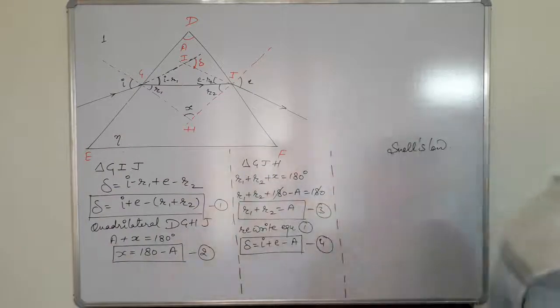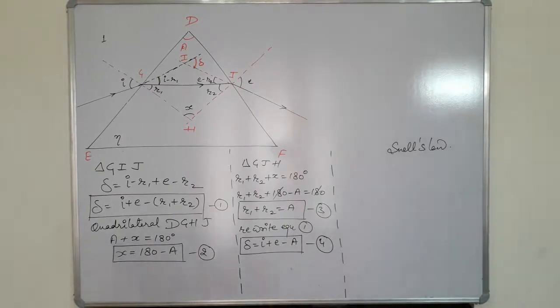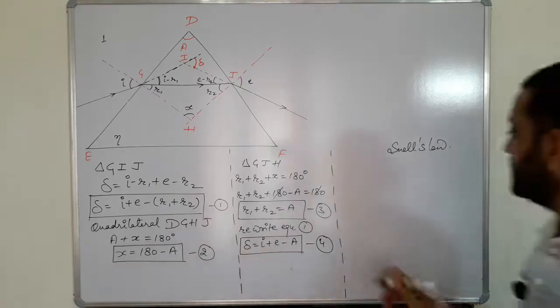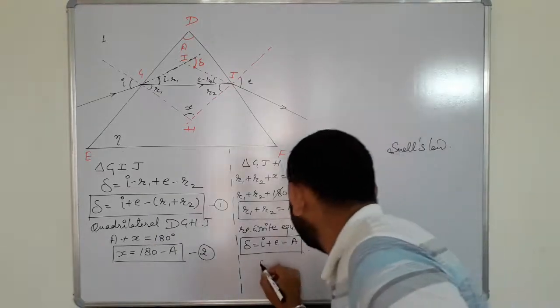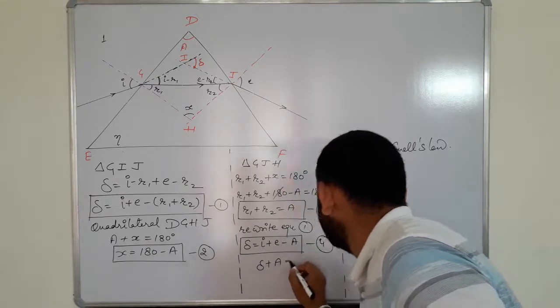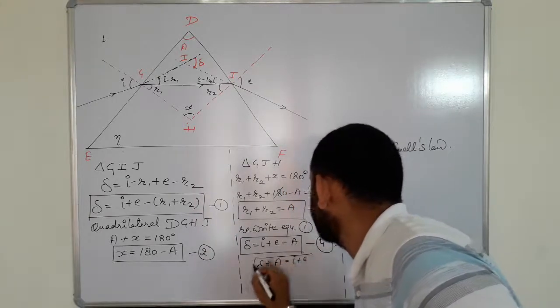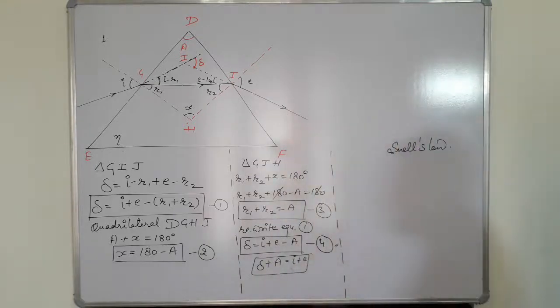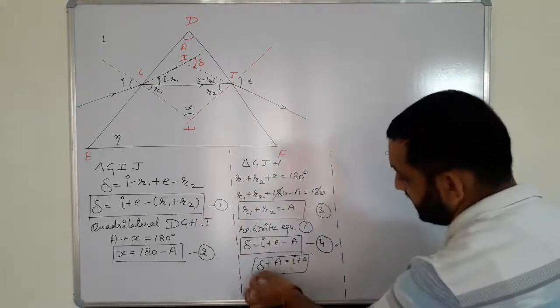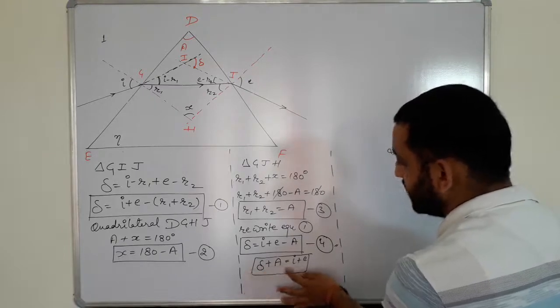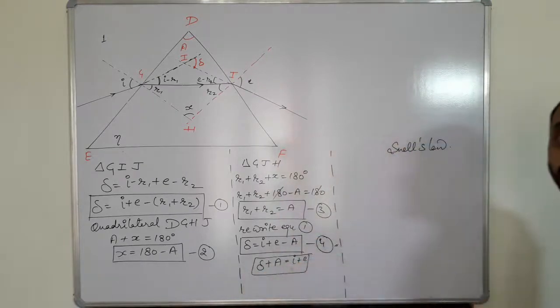Now what is observed? You can see from equation number 4 that delta plus A is equal to I plus E, meaning the sum of angle of deviation and angle of prism is equal to the sum of angle of incidence and angle of emergent. So you can conclude it from equation number 4.